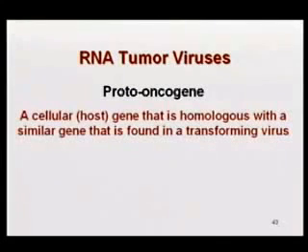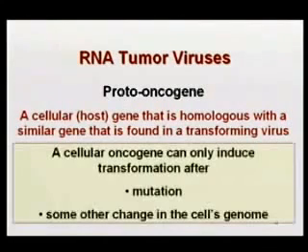So there are these proto-oncogenes, about 30 or 40 of them, that we have that have been picked up by retroviruses and put to the nefarious ends of the retrovirus, which is to produce more retroviruses, which is the nefarious end of any virus. So a proto-oncogene then is simply a cellular host gene that is homologous with a similar gene in a transforming virus. And this cellular oncogene only induces tumors, presumably, after mutation or some other change in the genome.